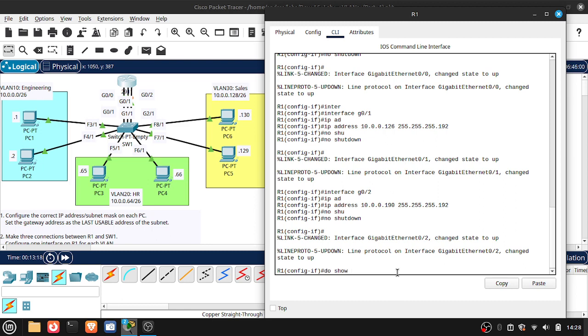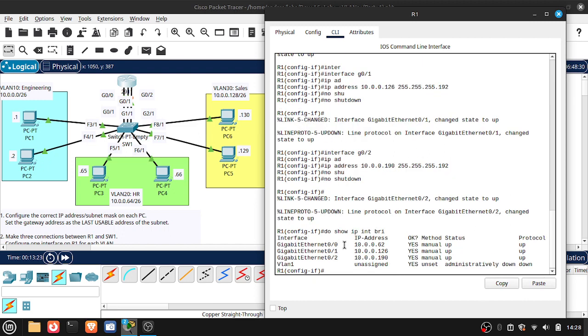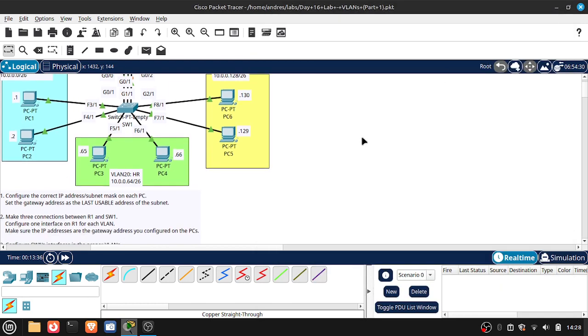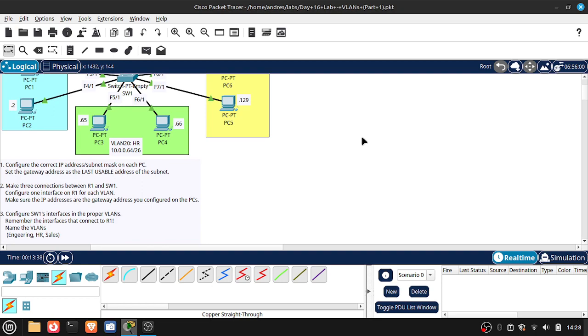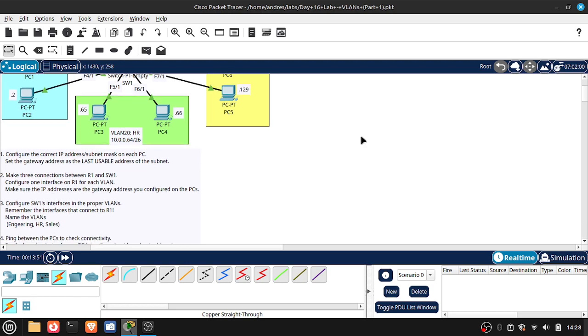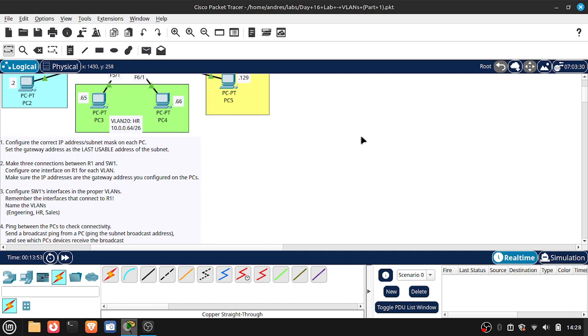Do show ip interface brief. Interfaces 0/0, 0/1, and 0/2 are up with their respective IP addresses. Okay, now task number 2 is complete. Let's go to task number 3: configure the switch interfaces in the proper VLANs. Remember the interface that connects to R1, and name the VLANs. Okay, we have to name the VLANs.